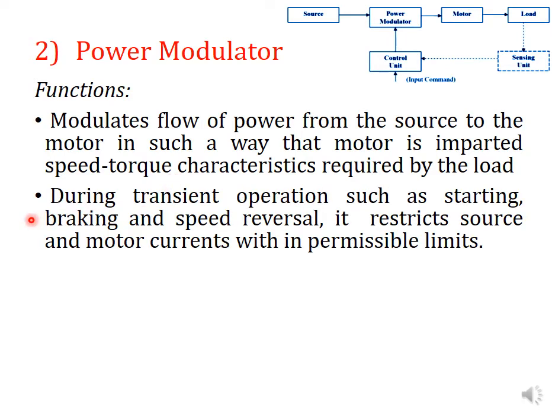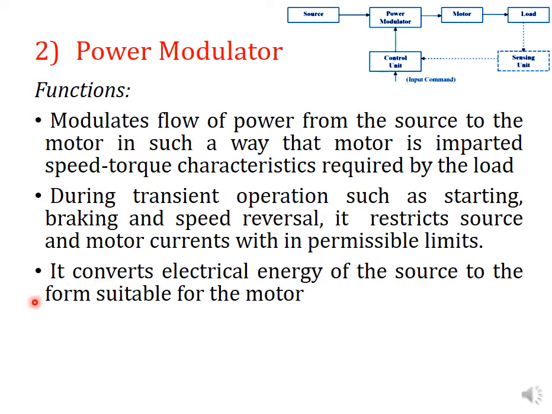Next, during transient operation such as starting, braking and speed reversal, it restricts source and motor currents within permissible limits. That means transient operation means the change in speed. Whenever there is a change in speed, it is known as transient operation. So during transient operation, there is a chance for the motor current and source current to exceed the limits. So the power modulator will limit the currents during transient operations.